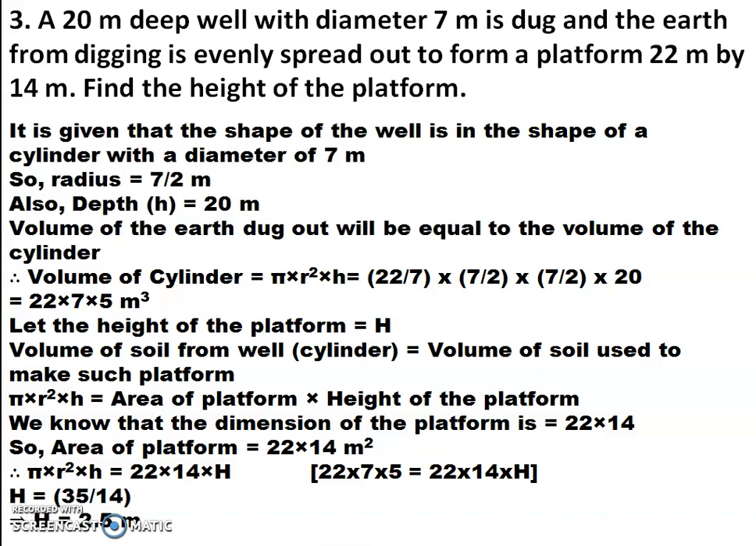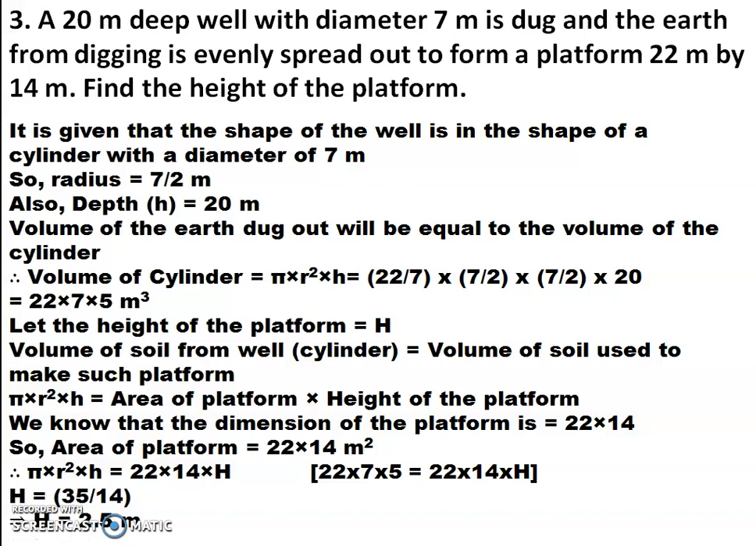Now, I'll find the volume of the cylinder first. Pi r squared h, that is pi is 22 by 7, r square 7 by 2 into 7 by 2, h is 20. Cancelling the common terms, this 7 and this 7 will go. 2 into 2, 4. 4 into 5 is 20. That is what I got here: 22 into 7 into 5. I am not doing the final answer here because I will have something to cancel.